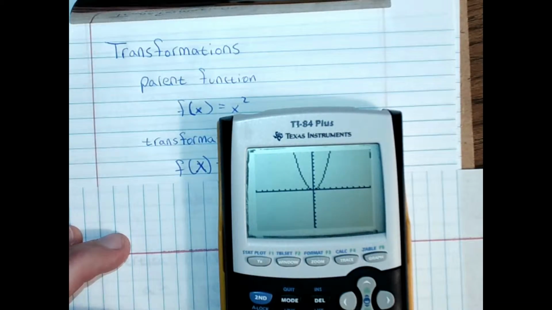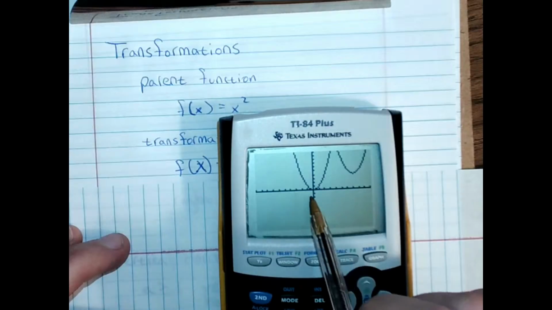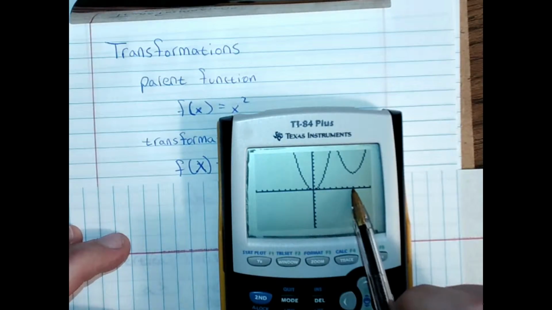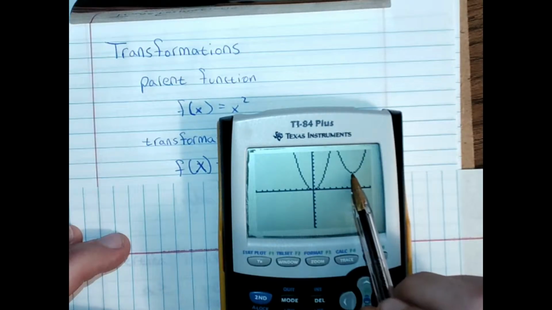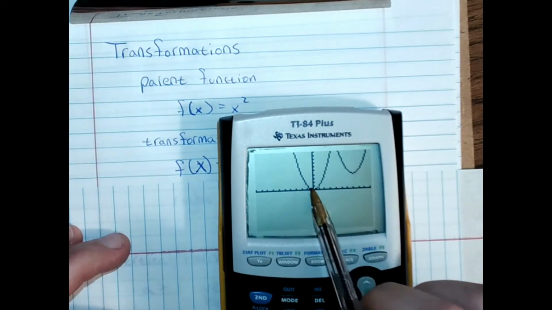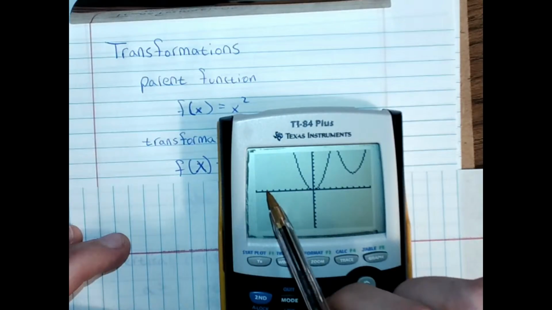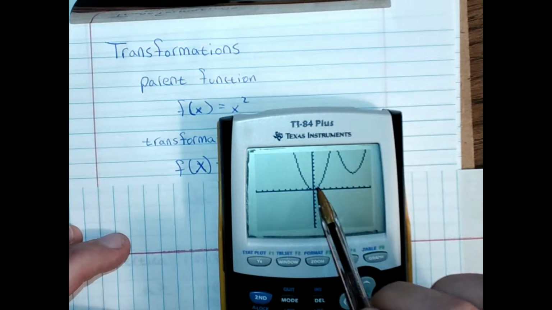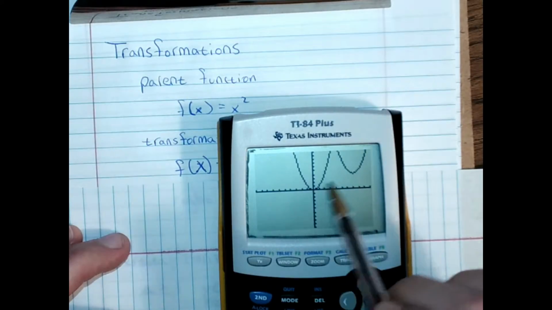There's x squared, and there is our transformation. And so all we need to do is look at the vertex and ask ourselves, how much did we go over and how much did we go up? Or had it been a different transformation, how much did we go left, how much did we go down? Basically, how did the vertex move? Where did the vertex move?